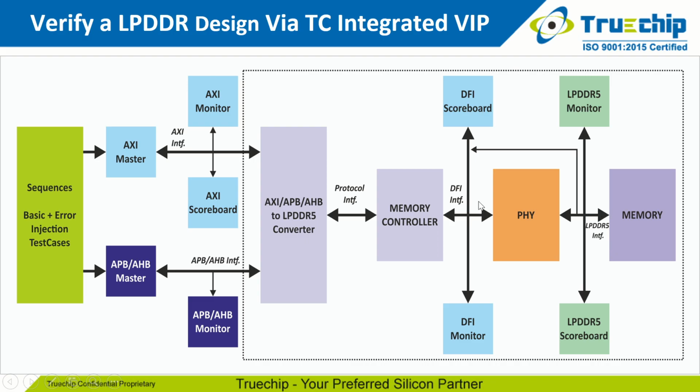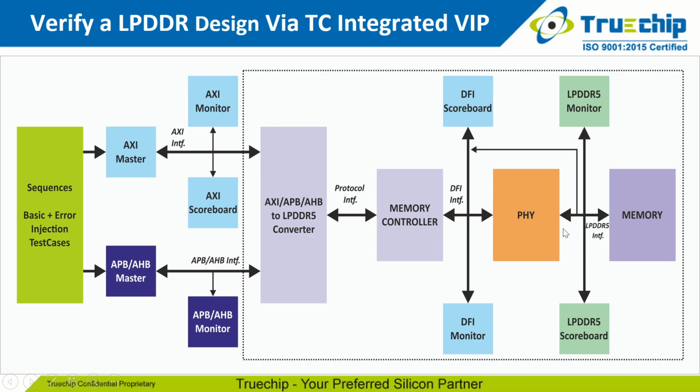The DFI interface is also connected to two components. One is the DFI monitor, which acts as a protocol checker and shouts the error in case of protocol violation. And the other component is the DFI scoreboard, which checks the data integrity, not only for the DFI interface but for the LPDDR5 interface as well, whether data which was in DFI interface and transmitted from DFI5 is the same or not, and vice versa.